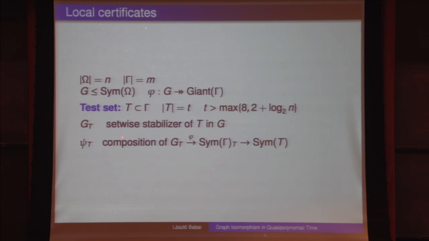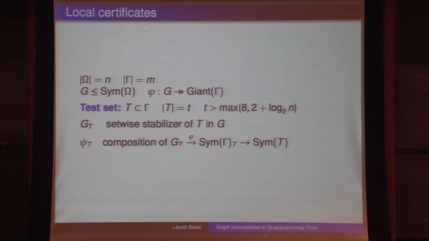And now let's look at the setwise stabilizer of this T. So this is the setwise stabilizer. For pointwise stabilizers, I use parentheses, and for the setwise stabilizer, I don't use parentheses in the subscript. So we look at the setwise stabilizer of T in G. G is a group that was defined as acting on omega, but there is this homomorphism by which it also acts on gamma. So I can pick an object in gamma, and I can look at that subgroup of G that stabilizes that object. Okay?